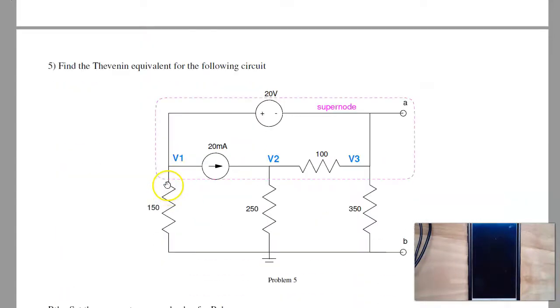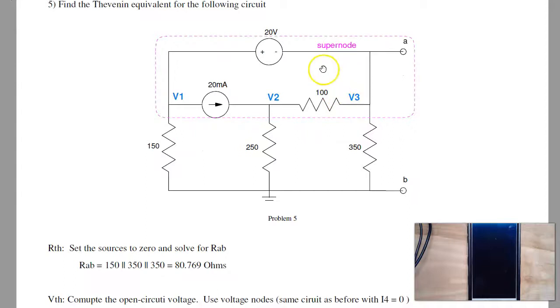Problem 5 was not required on this one. If you did want to do number 5, to find the Thevenin equivalent, find the open circuit voltage, and then turn off the sources. If this is 0, meaning open, this is 0, measure the resistance. That gives you R Thevenin. For R Thevenin, I've got 150 ohms to ground in parallel with 350 to ground, in parallel with 350 to ground, gives you 80 ohms.